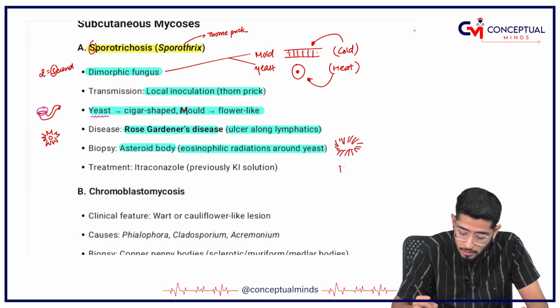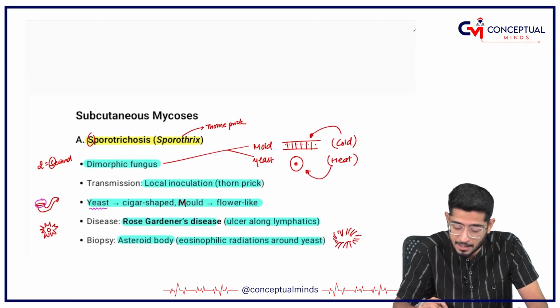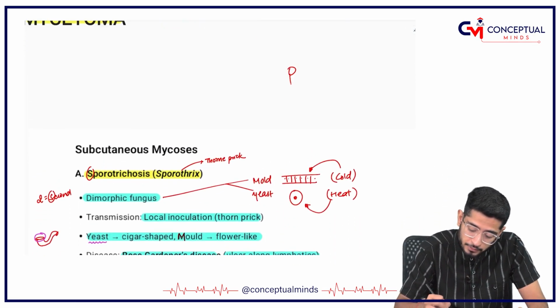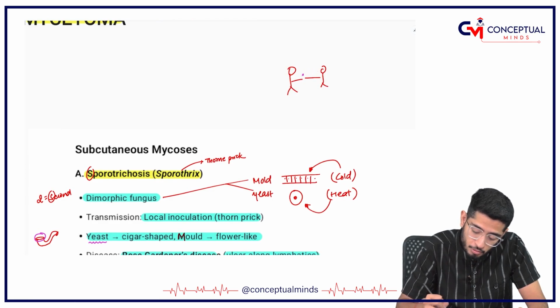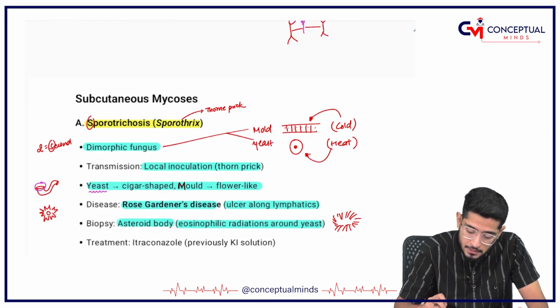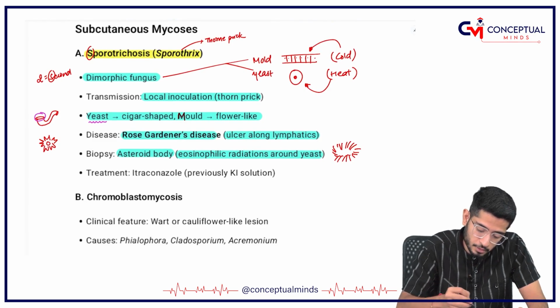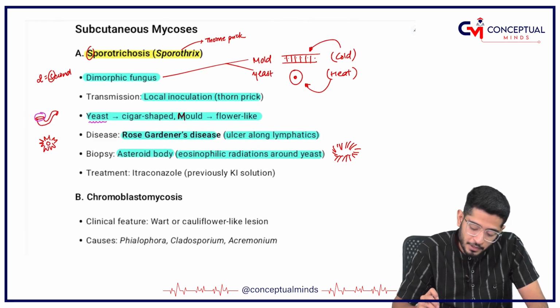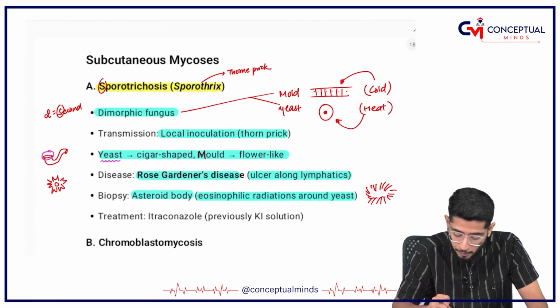So rose is going to show what? Star, asteroid body. So imagine a beautiful couple hand in hand, having a rose in the hand and looking at the stars. So star means asteroid. So asteroid body. Okay. So asteroid body belongs to what? Sporothrix. And obviously because it is Sporothrix.